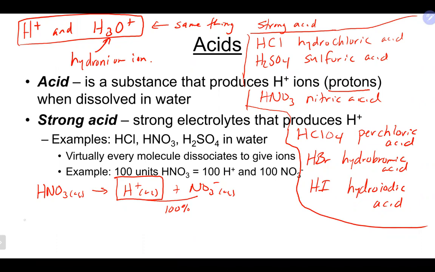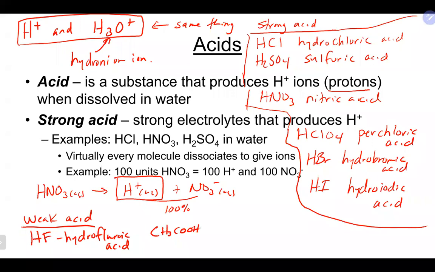There are some weak acids that we commonly come across, and I'll list some of them. Hydrofluoric acid. Acetic acid, which is also written a couple of different ways. Sometimes it's written as C2H4O2. It's the same thing. So those are a couple of weak acids. Like I said, pretty much if it's not one of those strong acids on the list, it's probably a weak acid.